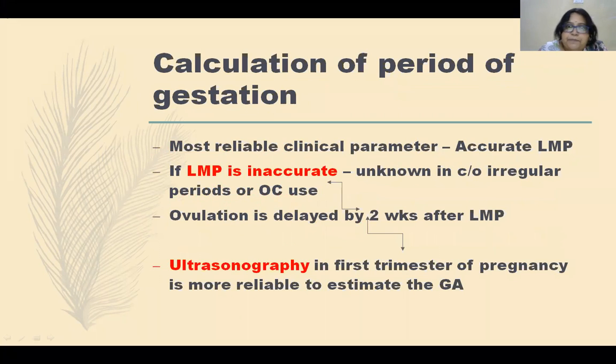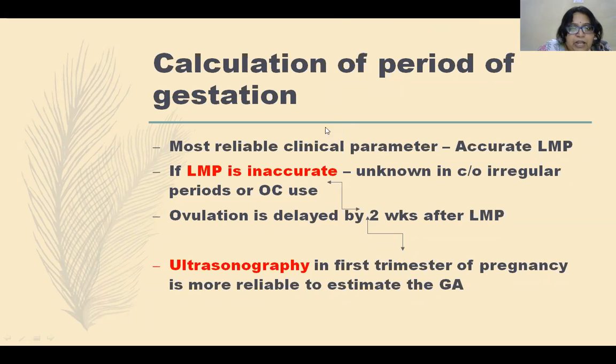Next, how do you calculate the period of gestation? Why is it important to know about the period of gestation? Because some complications occur in certain trimesters. So each trimester has a different set of complications. In order to know the different complications and to give better obstetric care to the woman, you need to know about the period of gestation. So what is the most reliable parameter to calculate the period of gestation? It is accurate LMP. You have to know the accurate LMP of the patient in order to calculate this.